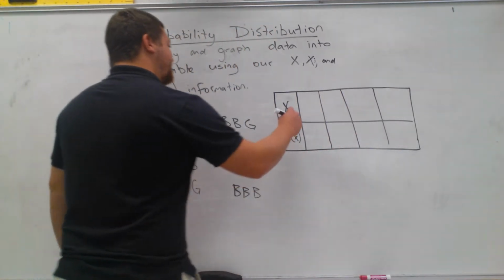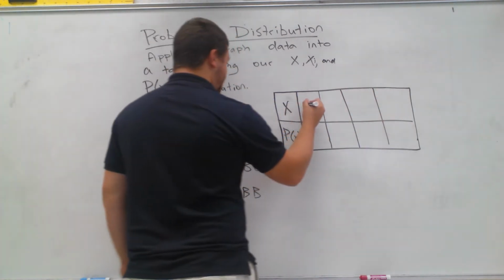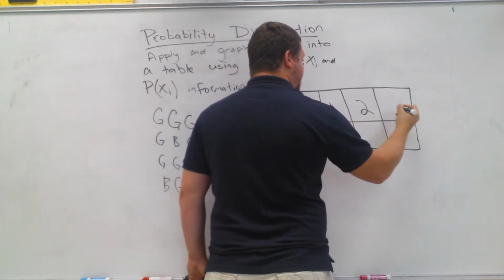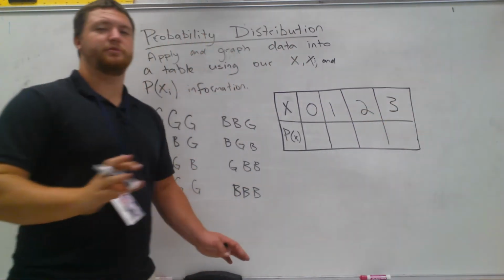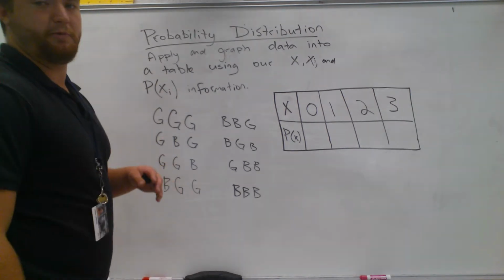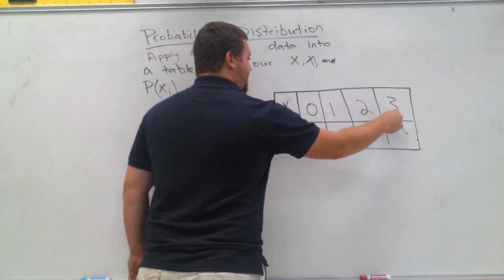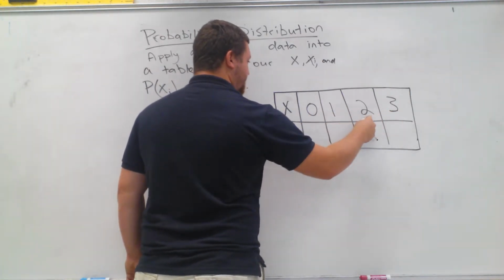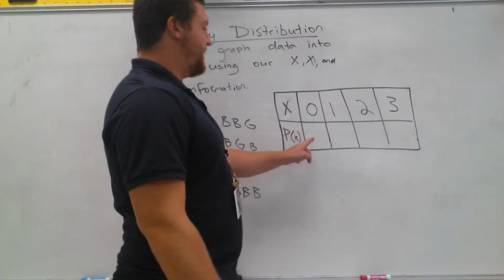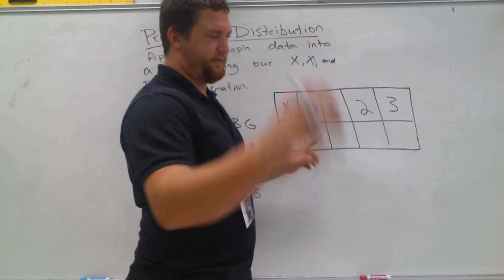So my possible countable outcomes: how many girls could I have? I could have no girls, 1 girl, 2 girls, or all 3 girls. Those are my options if I was counting the number of girls that a family will have. All of these are now my xi's, my possible outcomes. All of these will be my probabilities of those xi's, so p sub x sub i.